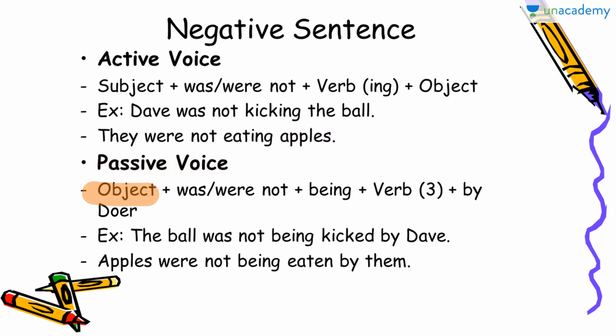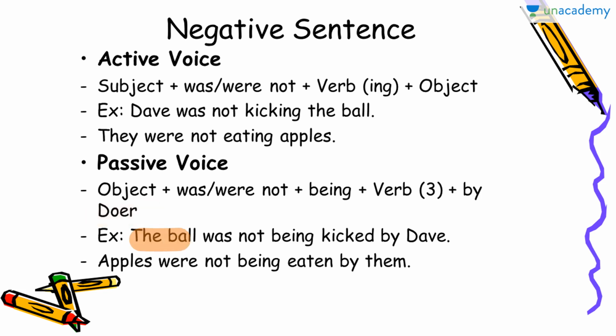In passive voice, it will start with the object. The sentence is going to start with the object, which was present in active voice. Then was or were, then not, then being, then the verb third form, and then by the doer. So here, whenever conversion is asked from active to passive or passive to active, the first hint that we need to go for is checking out the combination of the verb. That will help us in changing the sentence correctly.